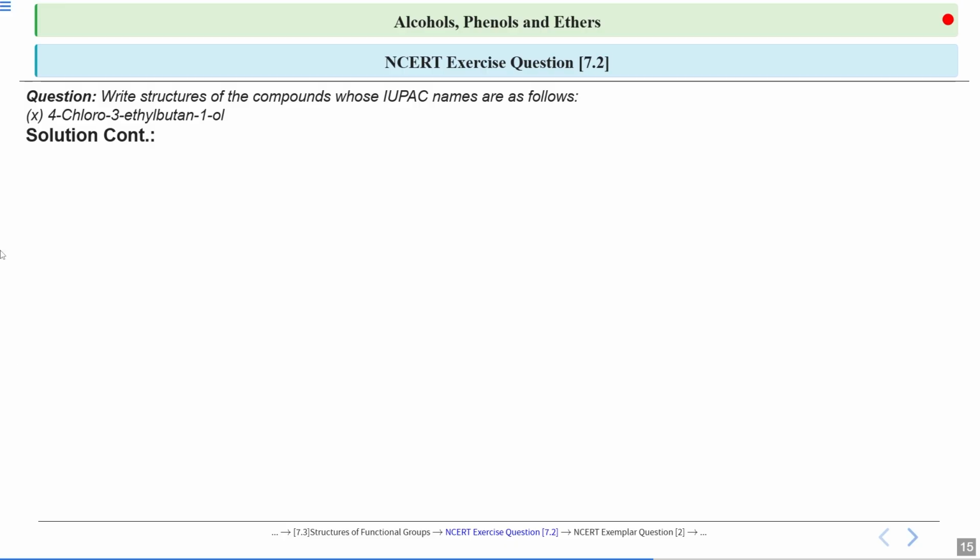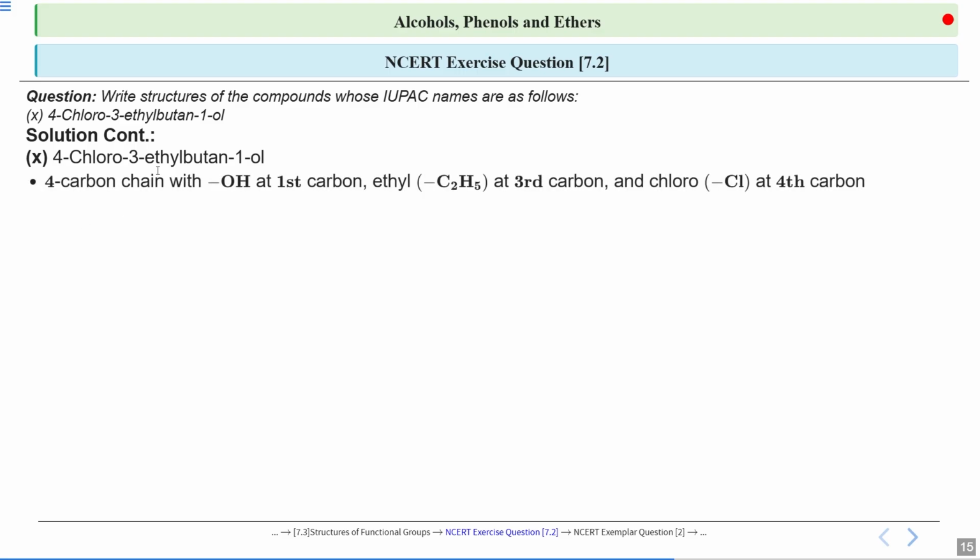Now for the last part, the 10th compound, which is 4-chloro-3-ethyl butane 1-ol. So we have a 4 carbon chain because butane means a 4 carbon chain, an OH group, the alcohol group, at the first carbon, an ethyl group C2H5 at the third carbon, and a chloro group at the fourth carbon. So you draw butane, the 4 carbon chain, with the third carbon attached to the substituent ethyl, the fourth carbon attached to chlorine, and the first carbon attached to hydroxyl, and you get the structure of 4-chloro-3-ethyl butane 1-ol.